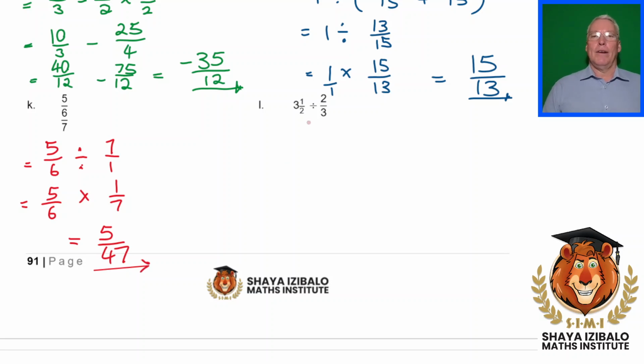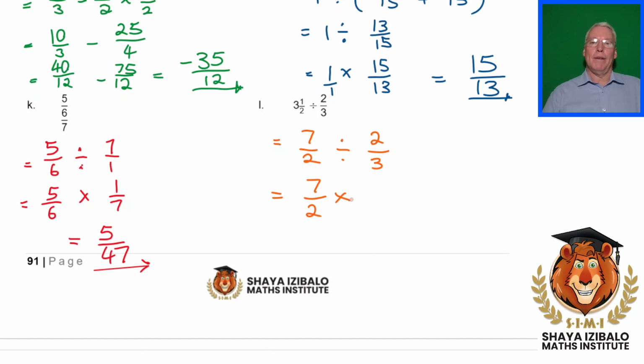Okay, there it is. The last one that we're going to do today, we first need to make it into an improper fraction. Okay, so 3.5, we multiply the 3 by 2 and we add 1, we get 7 over 2. 7 over 2 is exactly the same as 3.5. Now we're going to divide that by 2/3. How do we divide fractions? We tip the second one over and we change to a multiply. 7 over 2 times 3 over 2. 21 over 4.